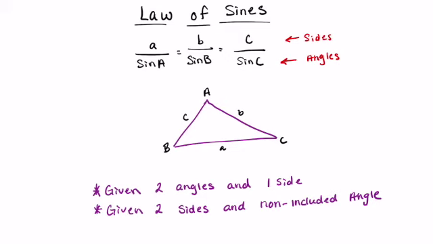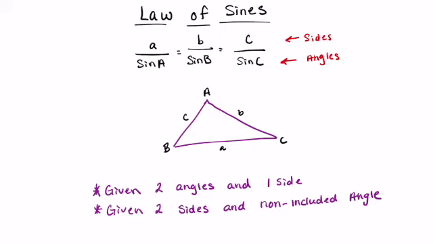Anyway, this particular method is going to be used when we have what's called an oblique triangle, which is a non-right triangle. So the law of sines simply says that the ratio of the side, which is always in the numerator, over the measurement of the angle is equal to all the other sides over their corresponding angles.